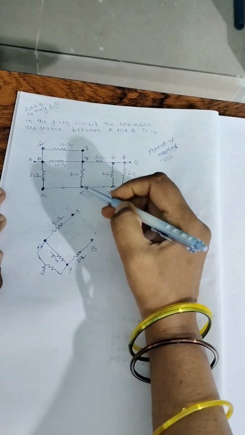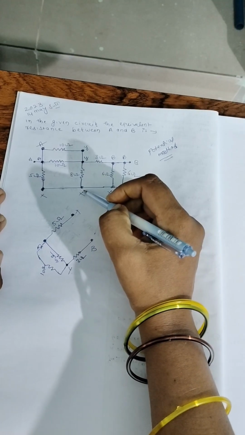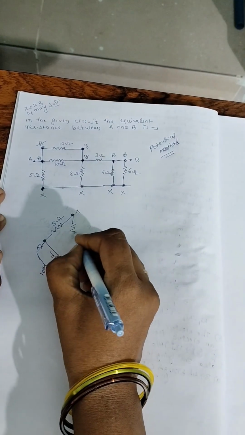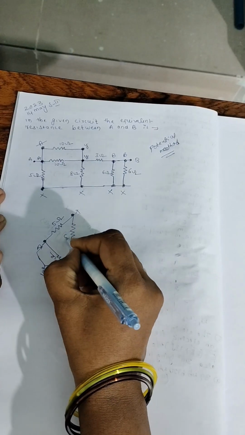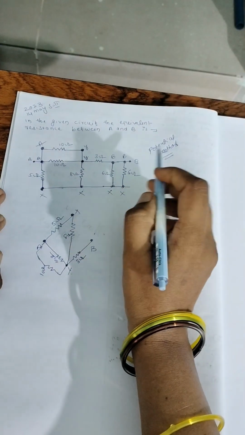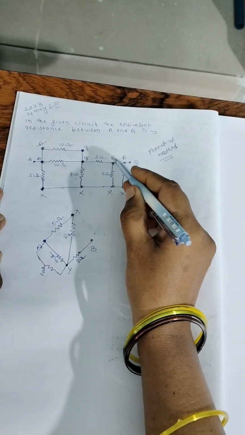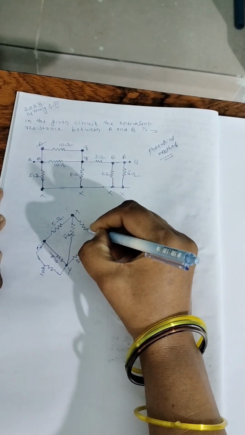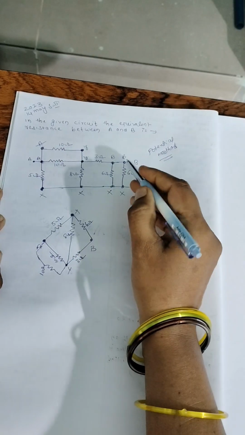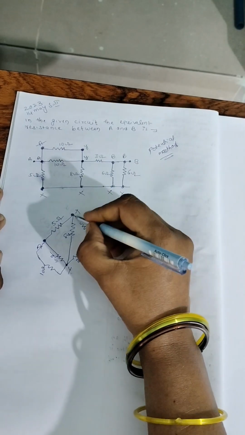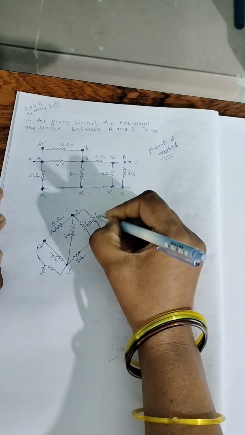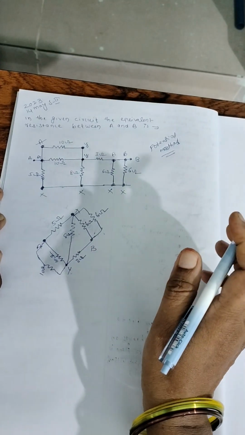Now next, between Y and X. Between Y and X 8 ohms is there, just draw it. Now next, what to see? Between B and X 6 ohms is present, just draw it. And here also between B and X another 6 ohms is there. Just we drew it.